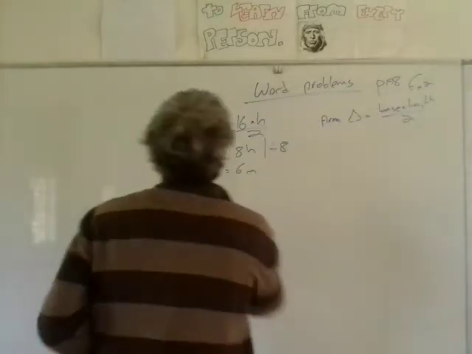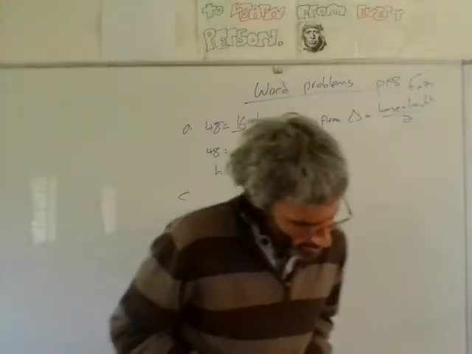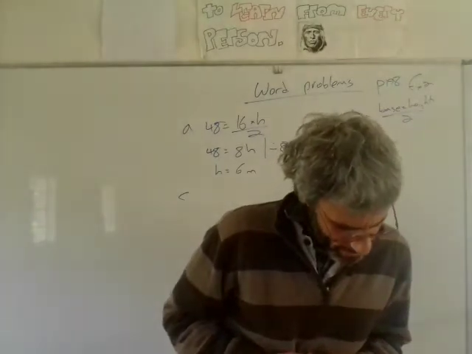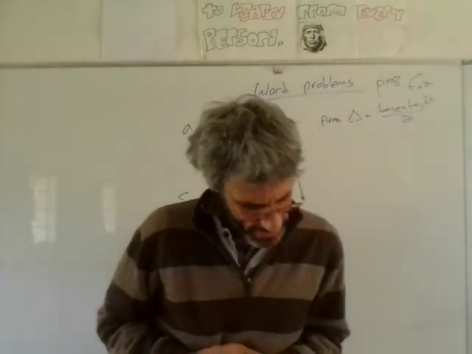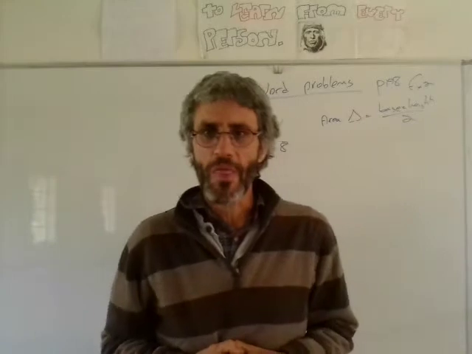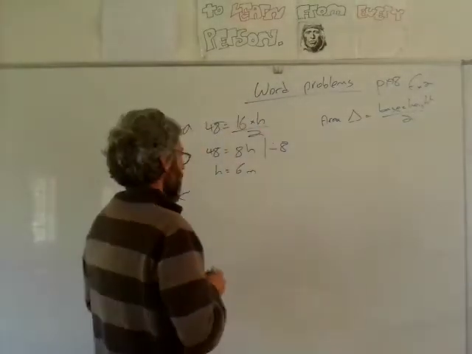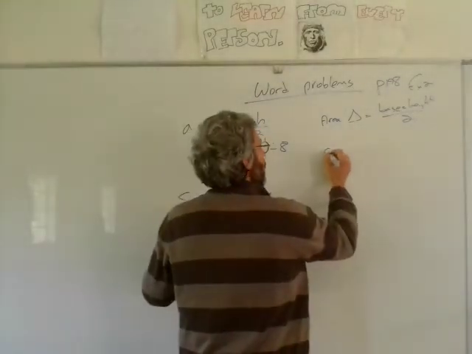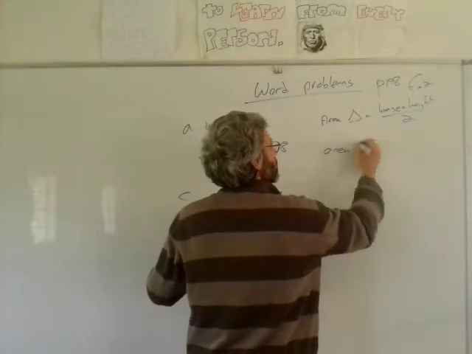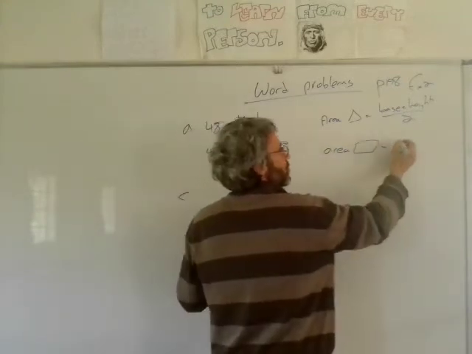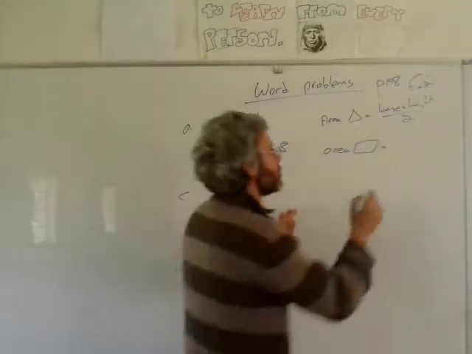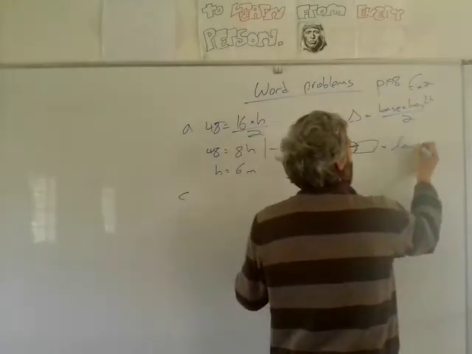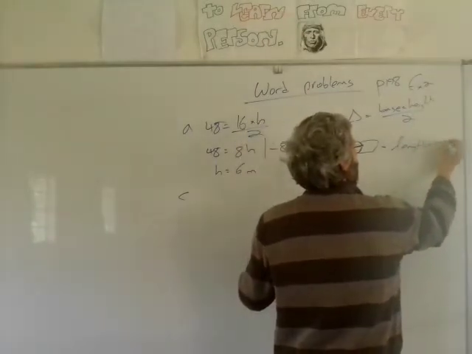So I'm going to do C. The area of a rectangle is 80. The length is 10. Calculate the width. Okay. When I calculate the area of a rectangle, what I do is one side times the other side. I do the length times the width.